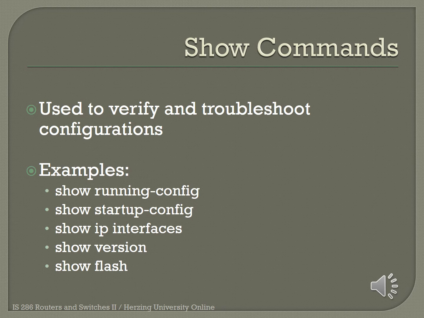On this slide, you see some examples of show commands. The show running-config command is one you're familiar with, and it will show you the current running configuration. The show startup-config will show you the startup configuration. The show ip interface command will give you information about all of the IP interfaces, such as Fast Ethernet interfaces and serial interfaces. The show version command will give you information about the iOS version, and the show flash command will give you information about the flash memory.